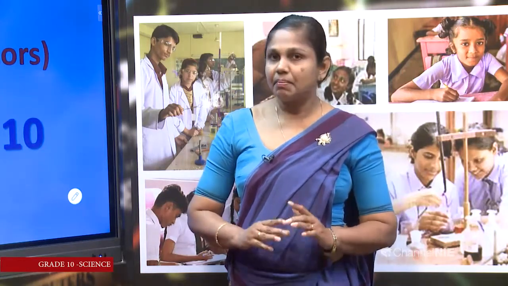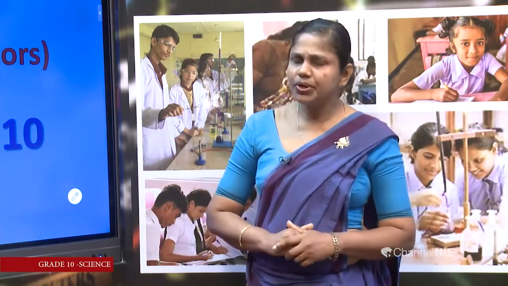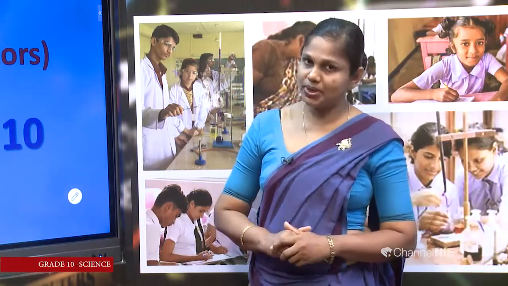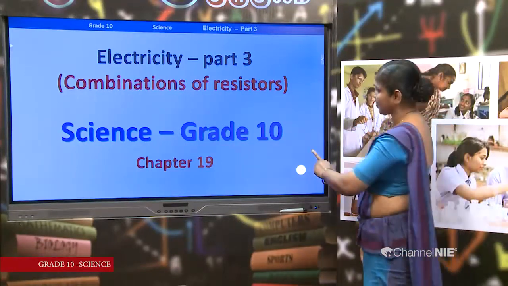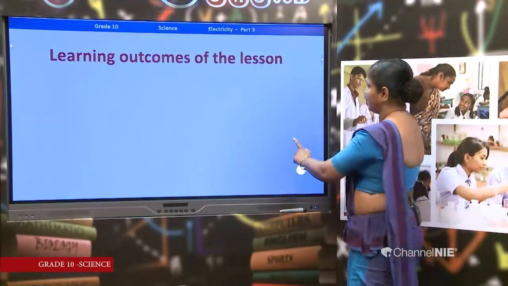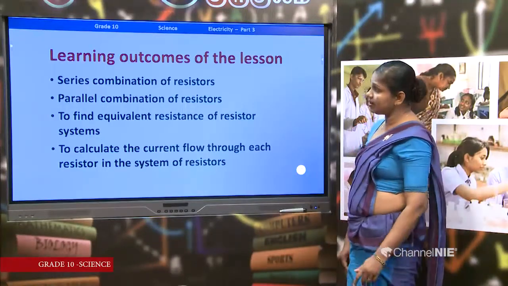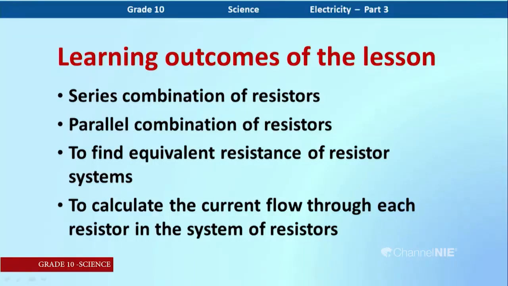Before starting the main topic, let me show you what we are going to learn today. These are the subtopics that we are going to learn today. At the end of this lesson, children, you will be able to learn series combination of resistors, parallel combination of resistors, to find equivalent resistance of resistor systems, and to calculate the current flow through each resistor in the system of resistors.